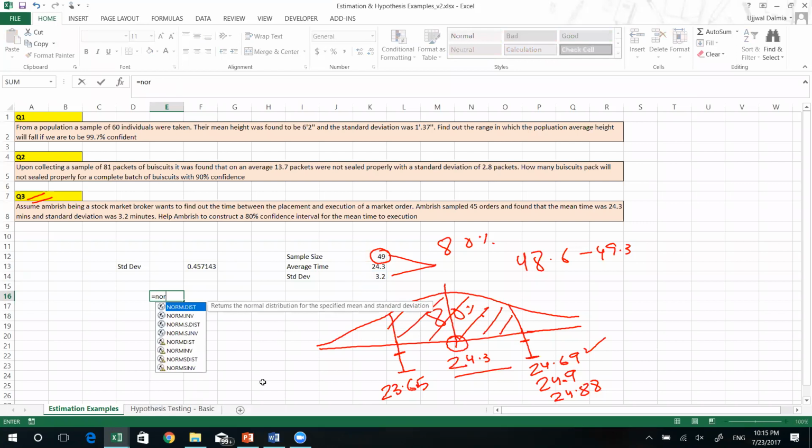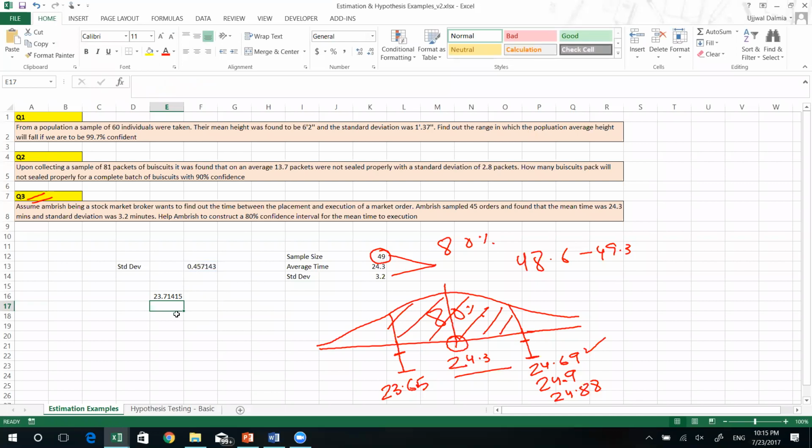So I'll use norm inverse for 10% first. 0.1, comma, mean is 24.3, standard deviation is equal to this. So this will give me my lower bound, that is 23.714. Perfect. Similarly, if the value between the upper range and the mean is 40%, rest all is 0.5, so together is 0.9. I'll say equal to norm inverse 0.9 comma 24.3 comma standard deviation of this much, and I'll get 24.885. So guys, the correct answer is what Ashima has just given on the type, 23.71 to 24.88.